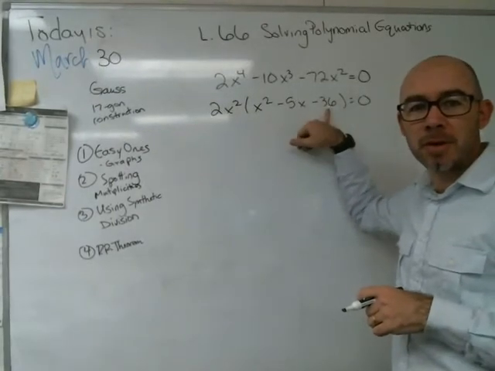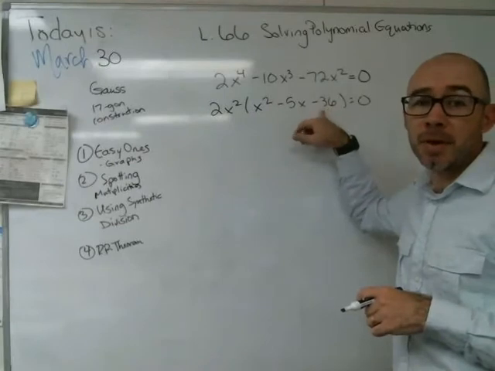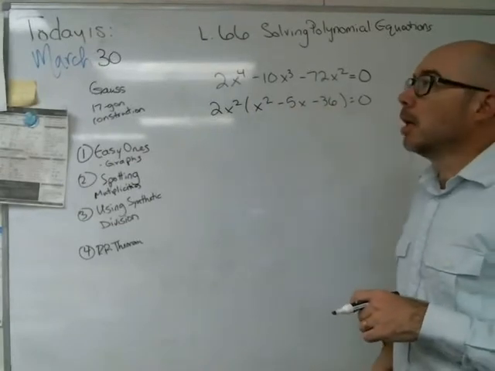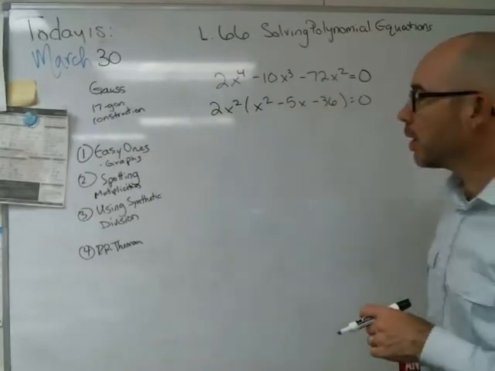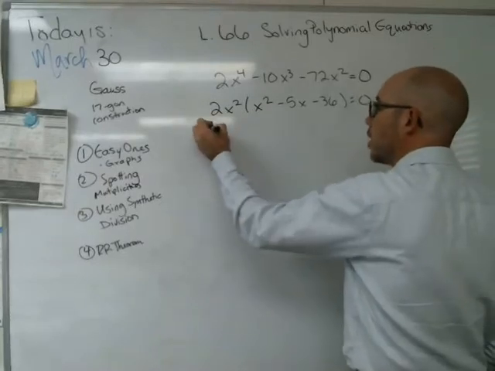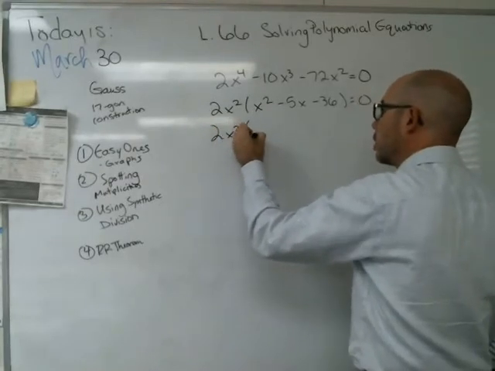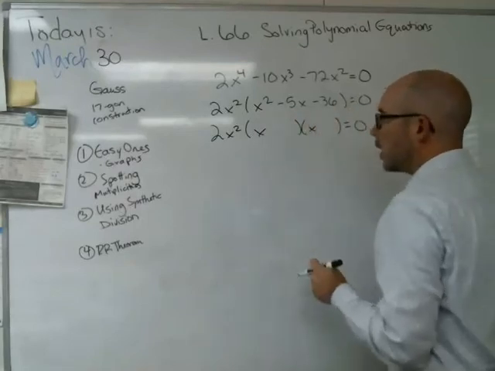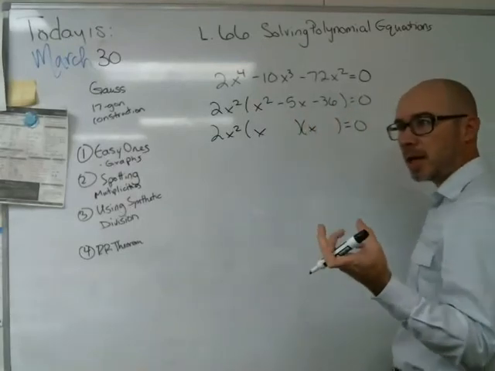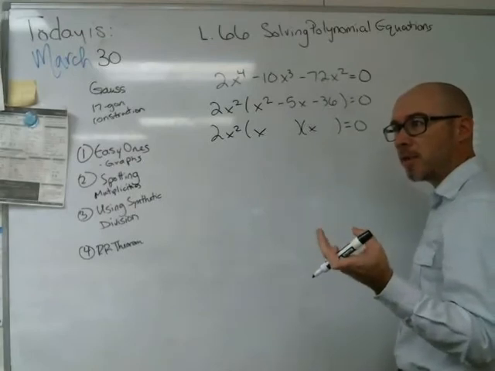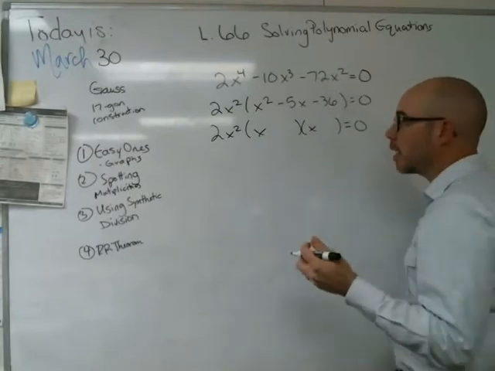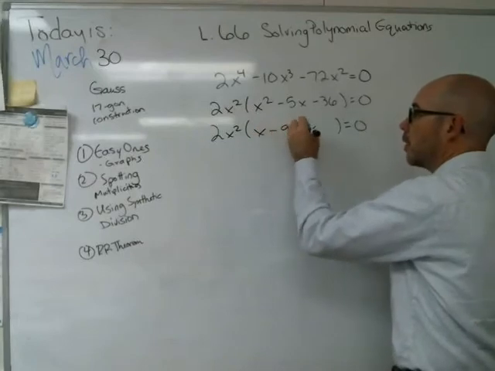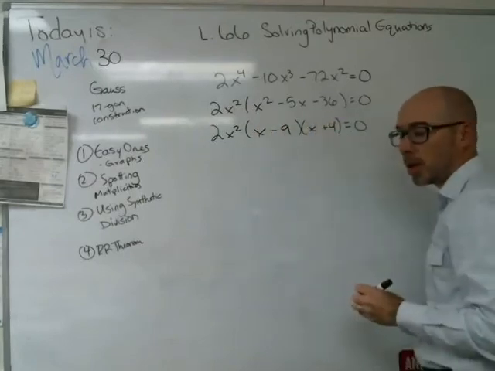Going to keep going because now I've got a quadratic that I can probably factor. I'm looking for the factors of 36, negative 36, that would sum to negative 5. Can you think of them? We should, in Algebra 2. So we've got negative 36. We've got negative 9, positive 4, or positive 9, negative 4. But negative 9, positive 4 would be the two that work.